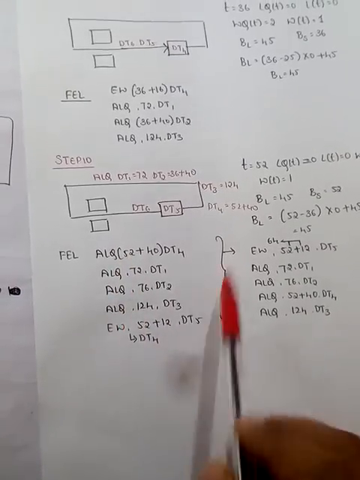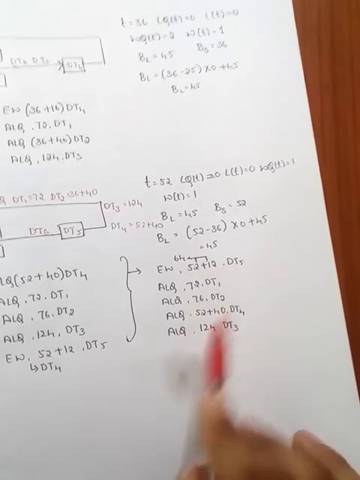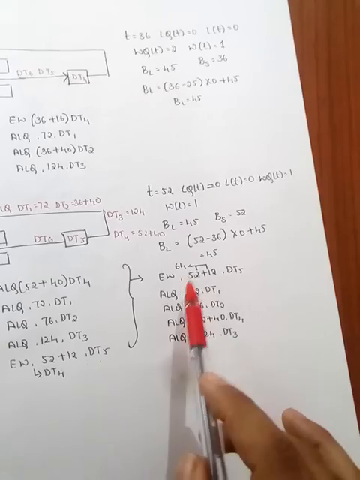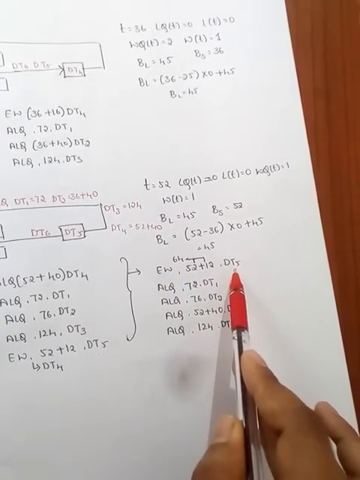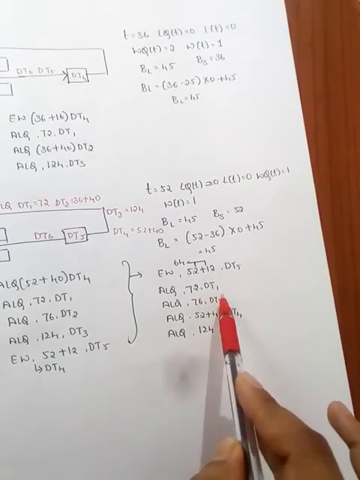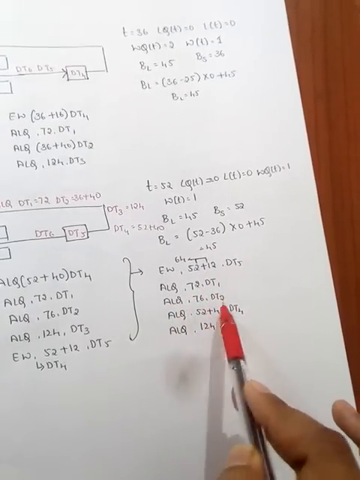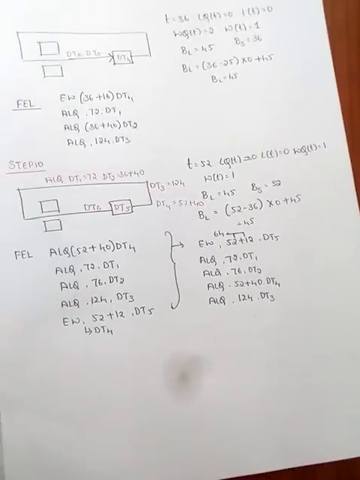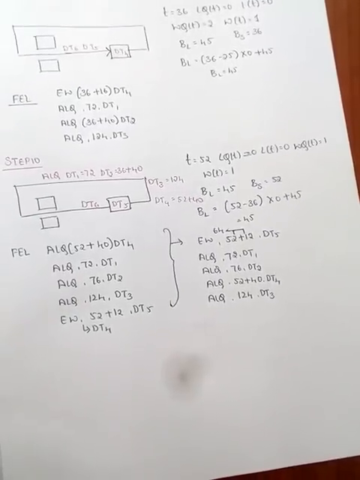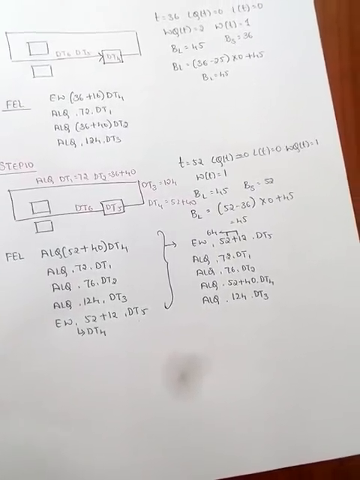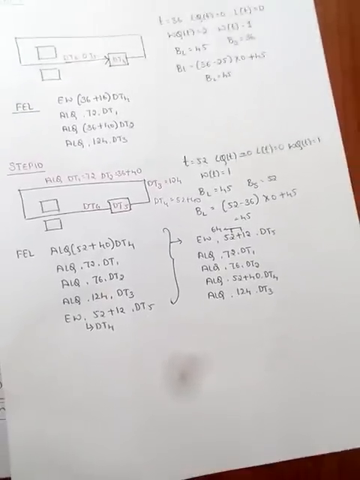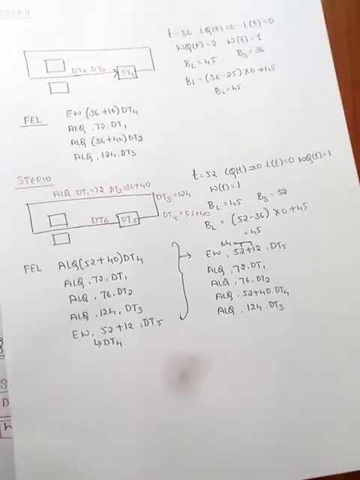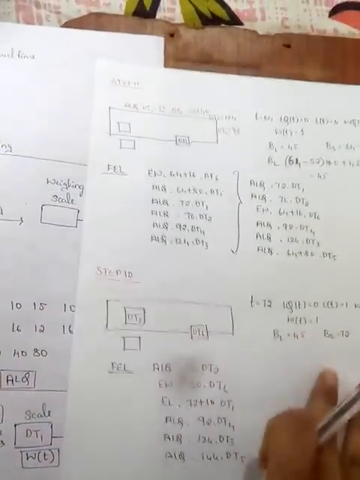Now we will arrange it from minimum value to maximum value. The EW of 52 plus 12 equal to 64 of DT5 value, and ALQ is 72, DT1, ALQ, 76, DT2. Then ALQ equal to 52 plus 40, DT4, ALQ, 124, DT3. Now the least value in this process is 64. That is the clock time of your next process.